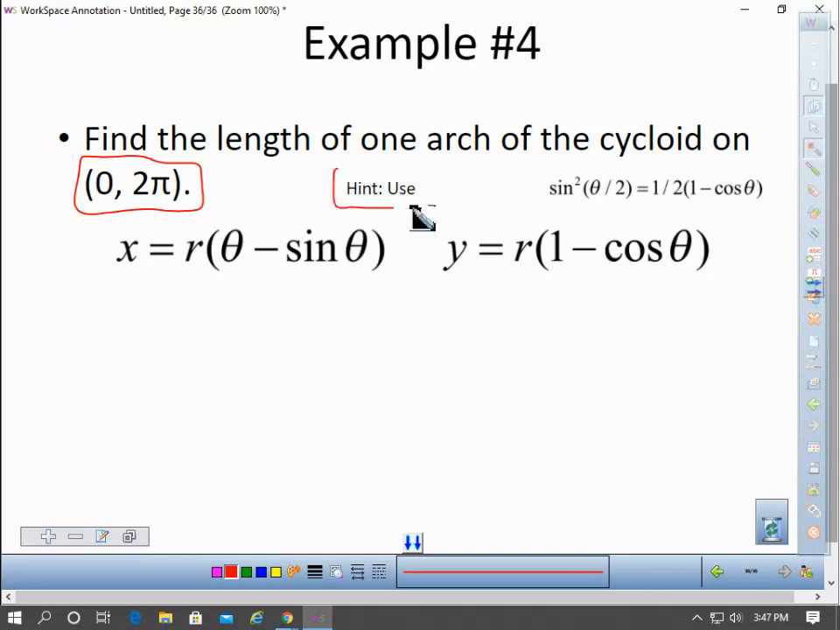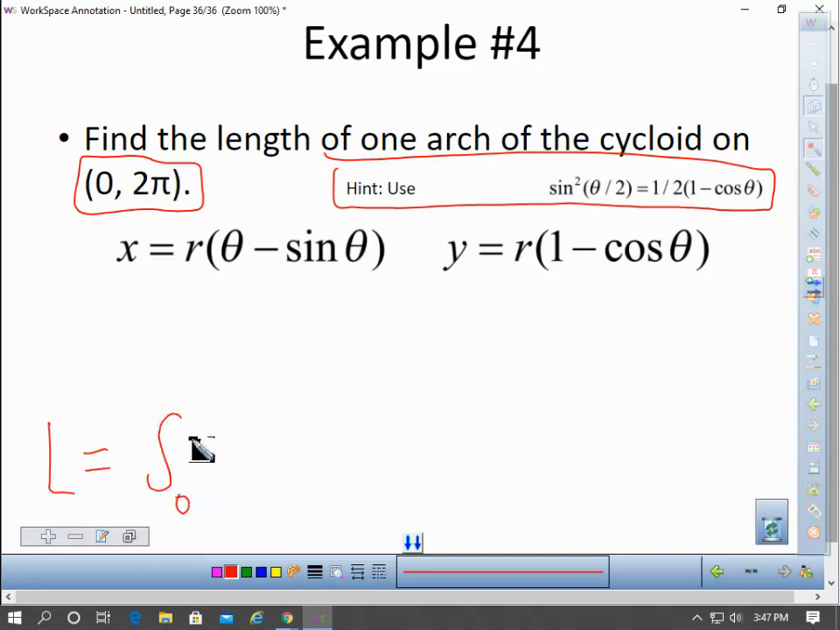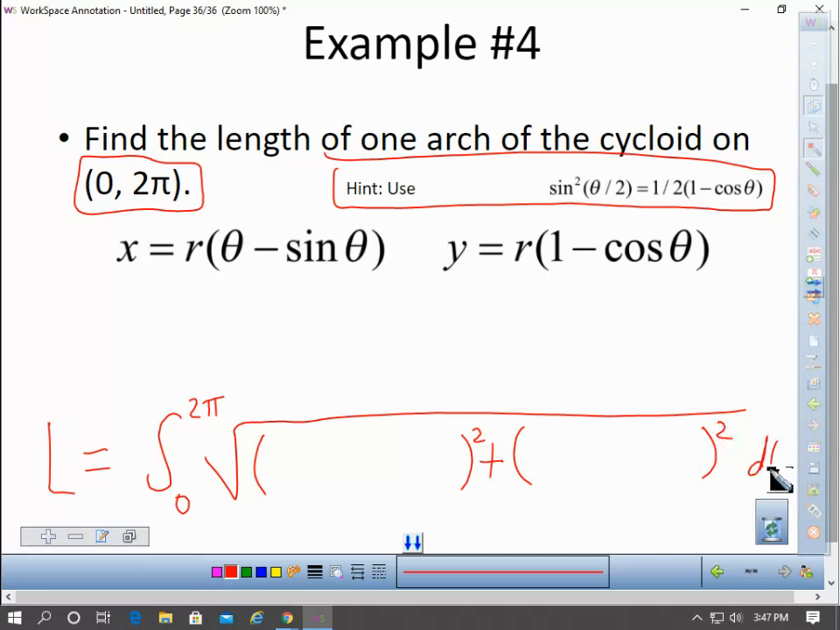Now, there's a hint here that says use the fact that sine squared of theta divided by 2 is equivalent to 1/2 times 1 minus cosine theta. We need to use that. Remember to use that here in a second. All right, so for this one, we are still going to do our arc length because that's what it's asked us to do. And we're doing it one arch on the interval from 0 to 2 pi. And we know this is going to be dx dt squared plus dy dt squared dt.